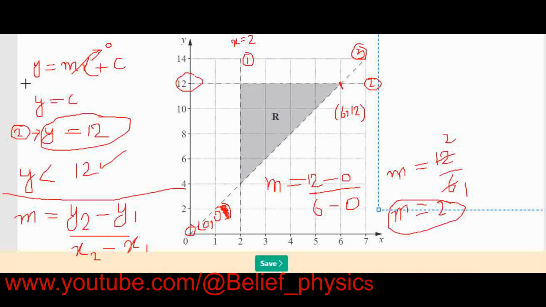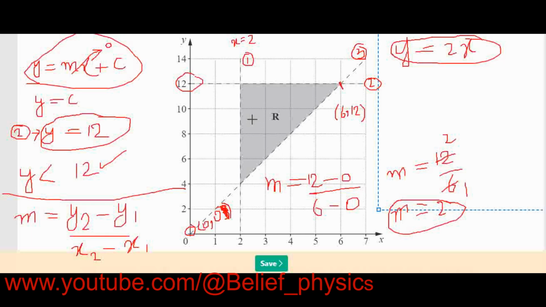Now we again use the equation y equals mx plus c. This line passes through the origin, so c is equal to 0. Any line passing through the origin has y-intercept 0. So we put in the values: m is 2 and c is 0, so y equals 2x. Therefore the third line has equation y equals 2x.